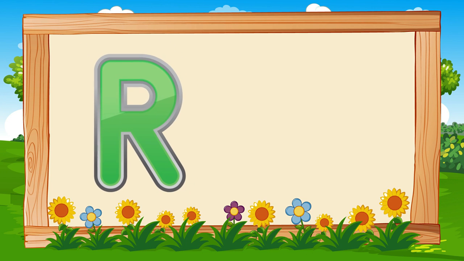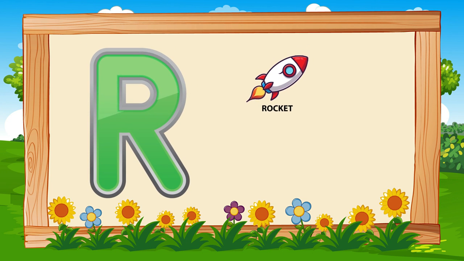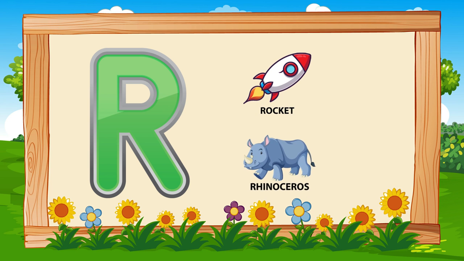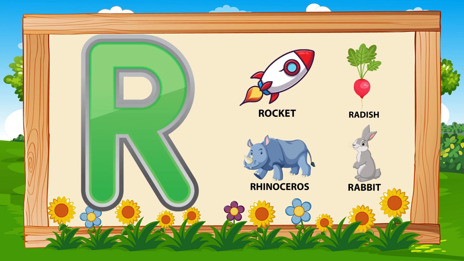R is for rocket, rhinoceros, rabbit, radish.